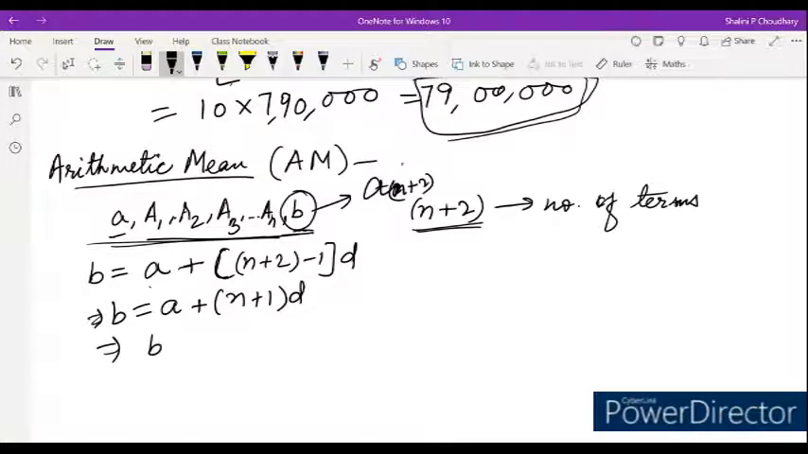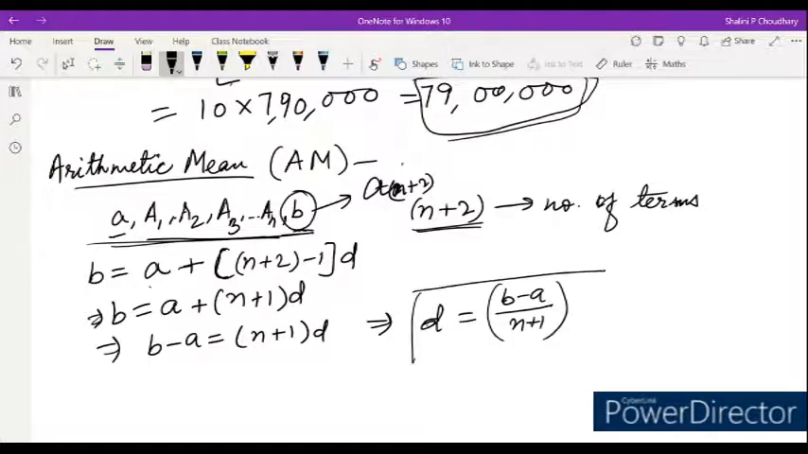Then we can write b minus a will be n plus 1 d. This implies, it means what? We have to find out the value of d. The value of d will be b minus a upon n plus 1. This will be the value of d.